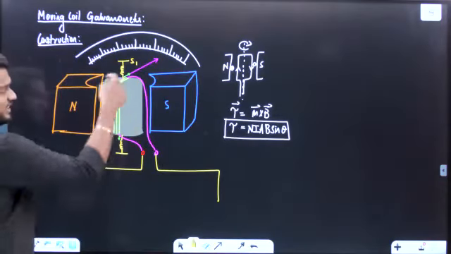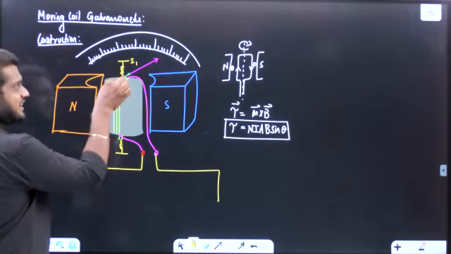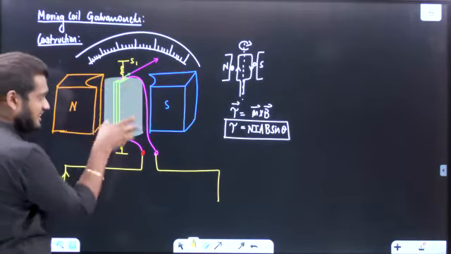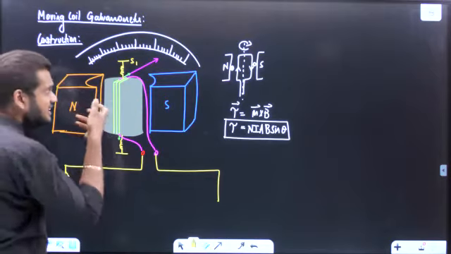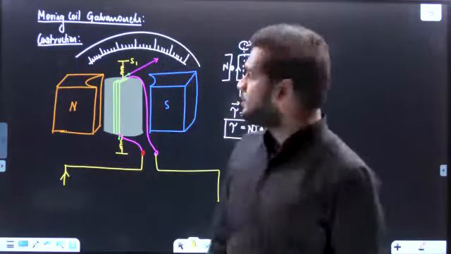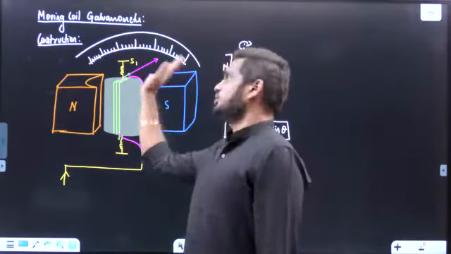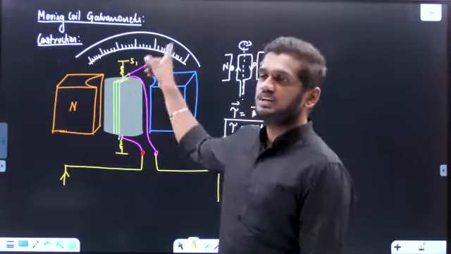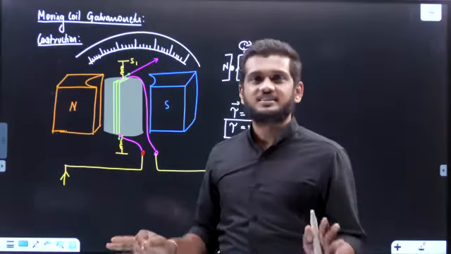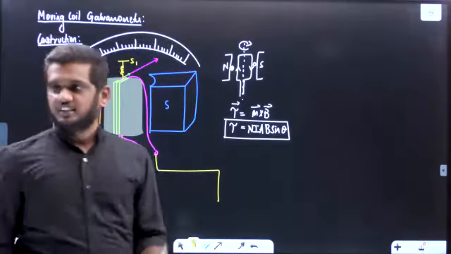Now, the green color current loops try to rotate, but since these green color current loops are attached to the cylinder, it will make the cylinder also rotate along with it. Now, since the needle is connected to the cylinder, the needle will also rotate and it will show some reading on the scale. Did you understand how a moving coil galvanometer works? Yes, sir.